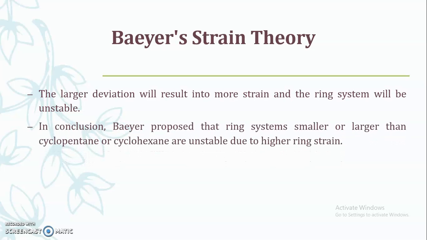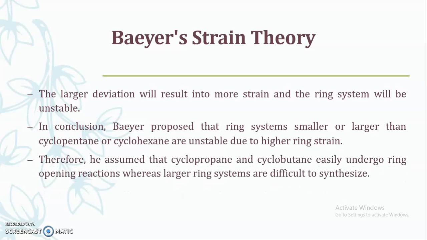But whatever statements he has proposed, all these statements were wrong. That has been proven, because cyclohexane molecules, heptane molecules, all these rings are very stable. They are isolated also. So in conclusion, Baeyer proposed that ring systems smaller or larger than cyclopentane or cyclohexane are unstable due to higher ring strain, and cyclopentane is the most stable cycloalkane that was found.